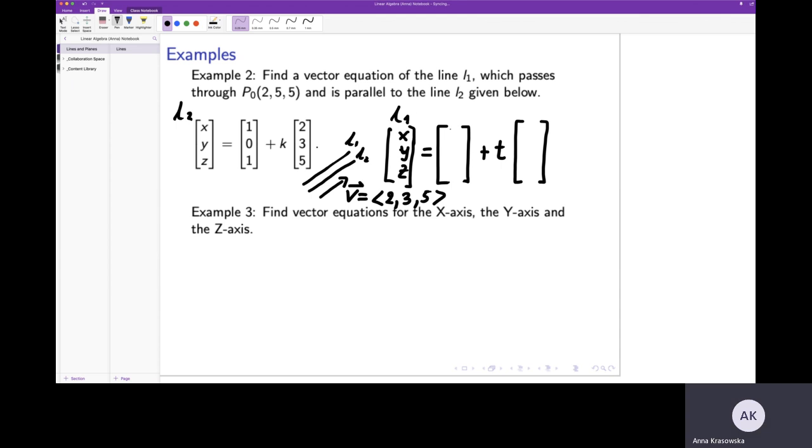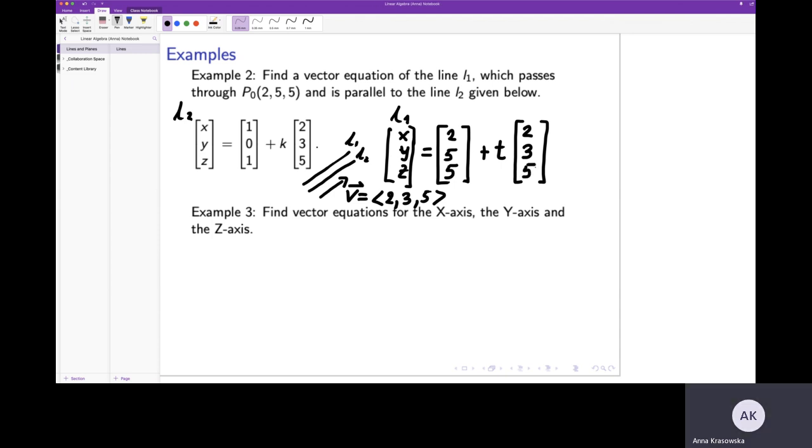The equation of the line L1 will be then (2, 5, 5). That's the point we know the line is passing through. And the vector that is parallel, we can take the same as for the line L2, (2, 3, 5).